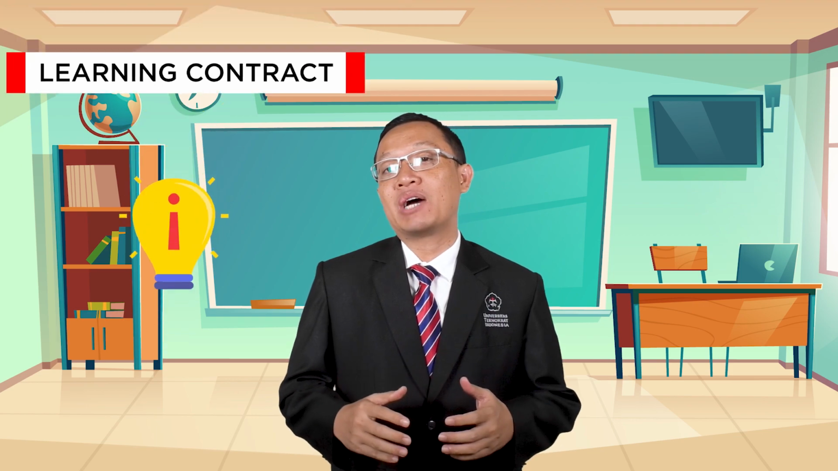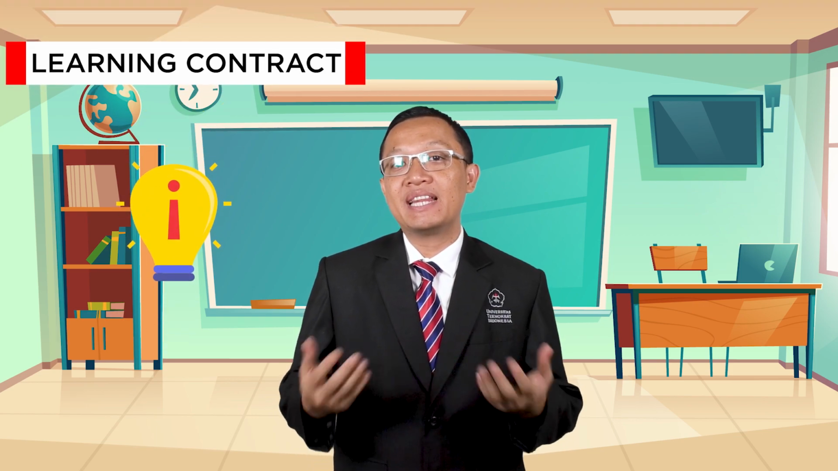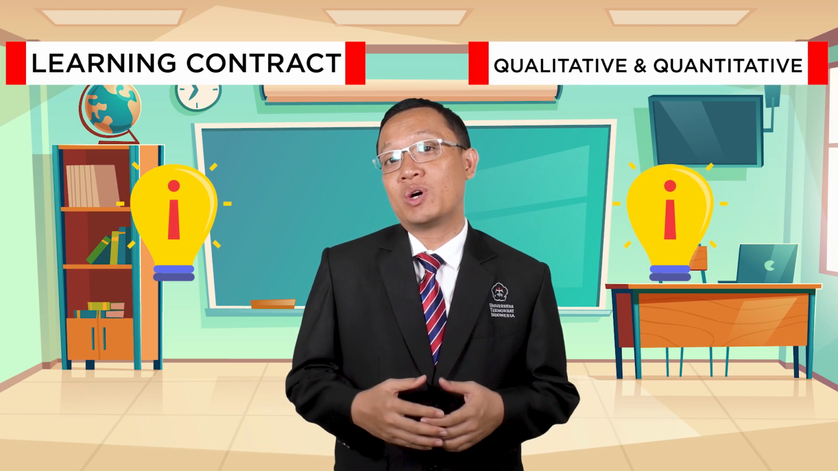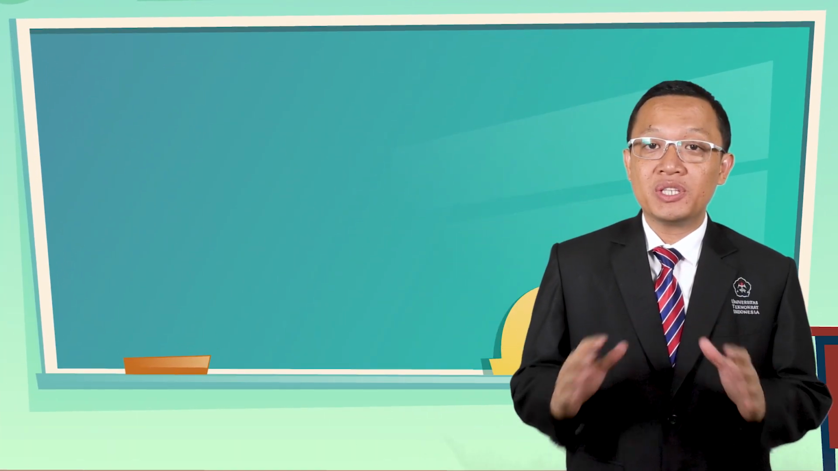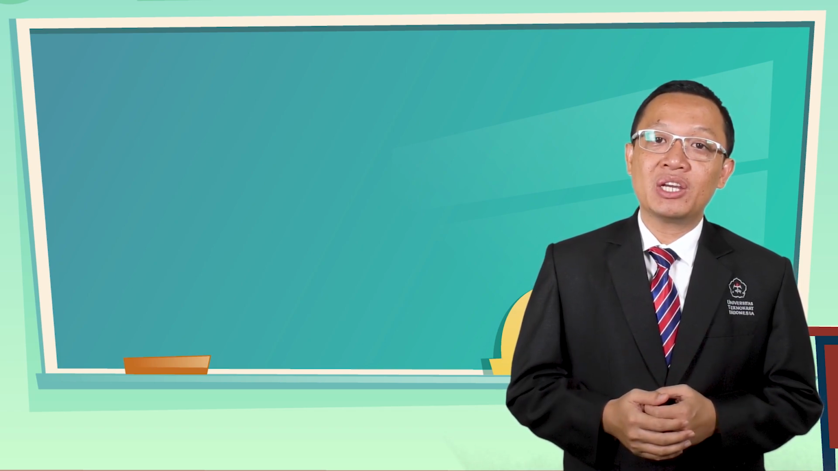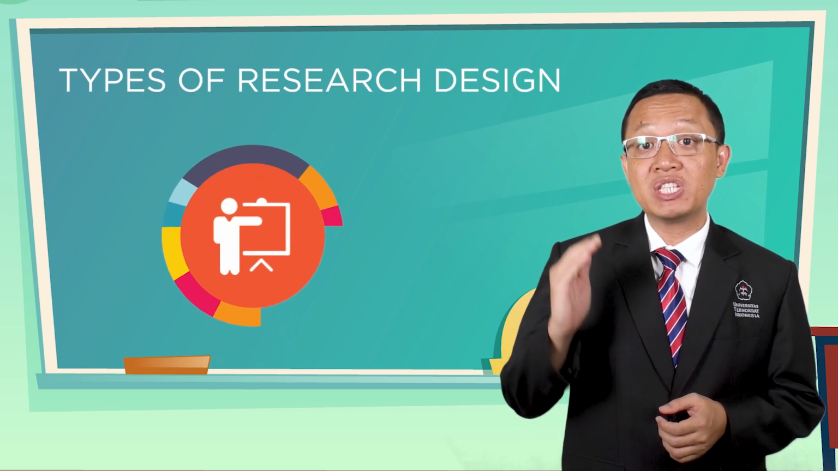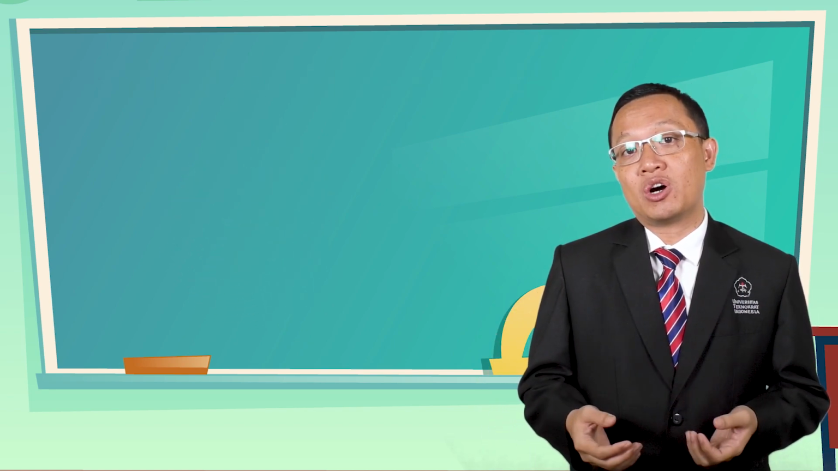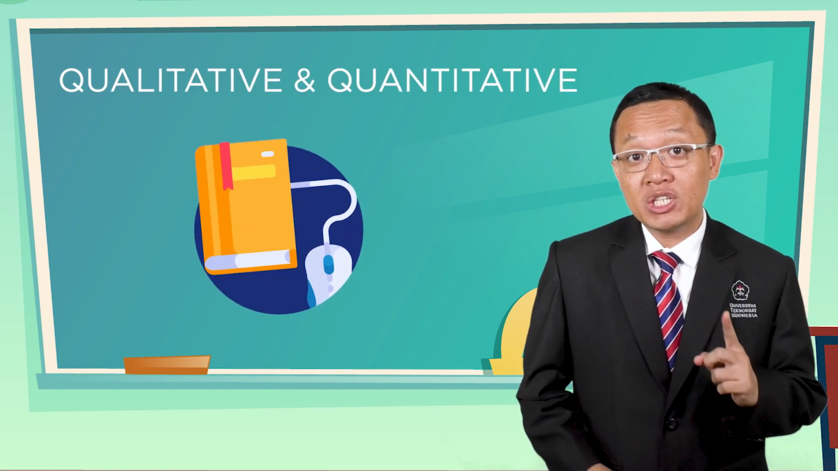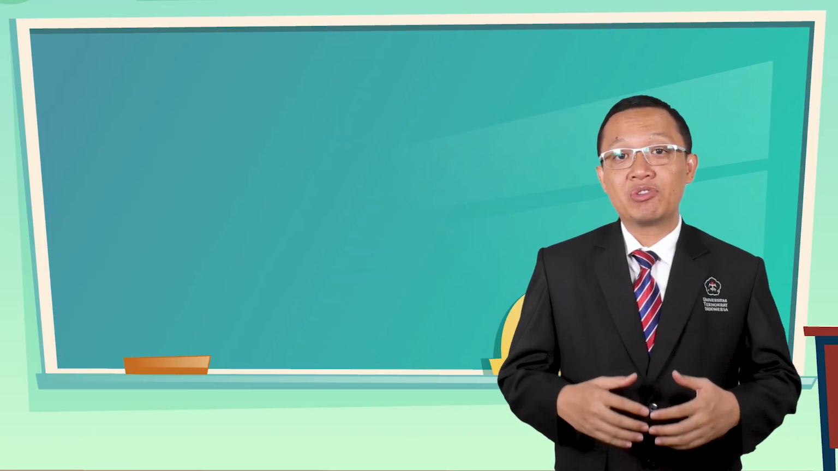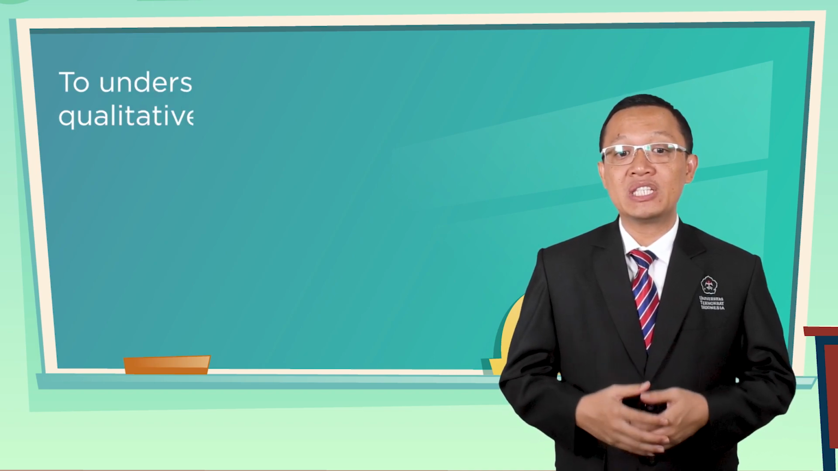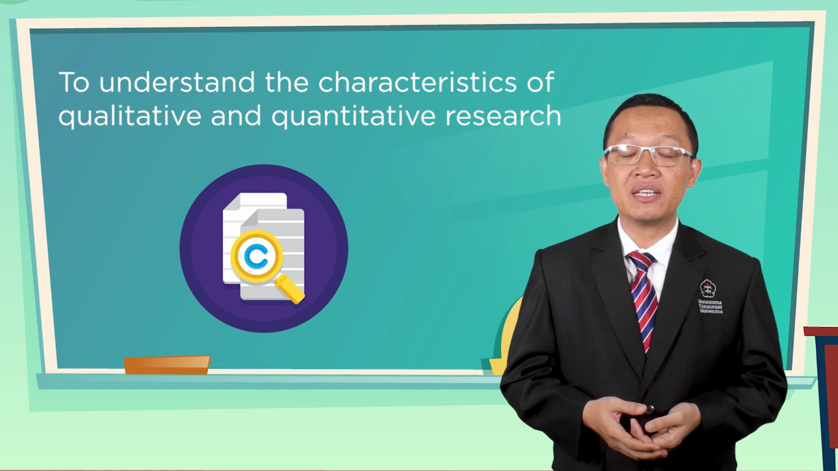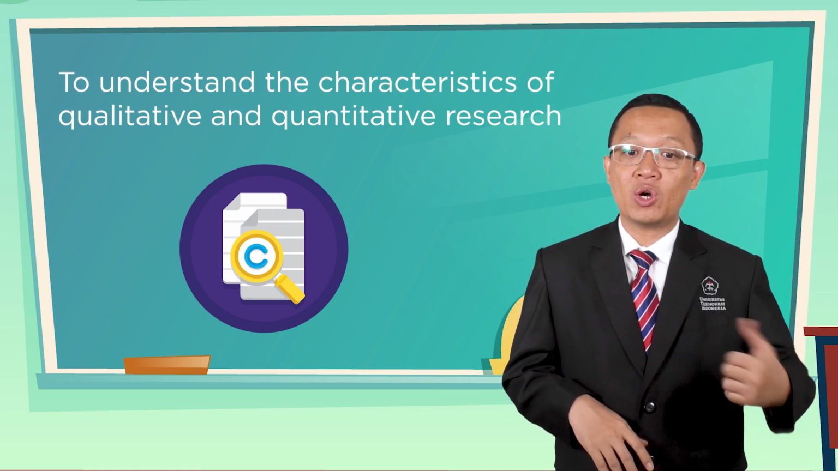In the first meeting, I explained to you about our learning contract and highlighted qualitative and quantitative research. Today, in our second meeting, we will focus on types of research design. We will go deeply into the characteristics of qualitative and quantitative research. Our learning objective today is to understand the characteristics of both designs, qualitative and quantitative research.